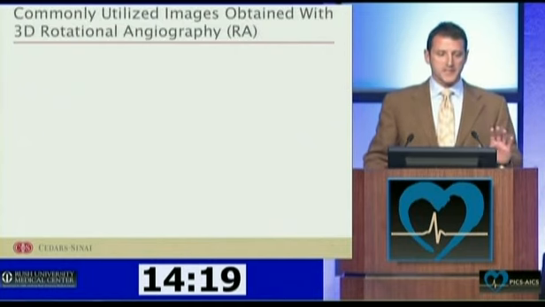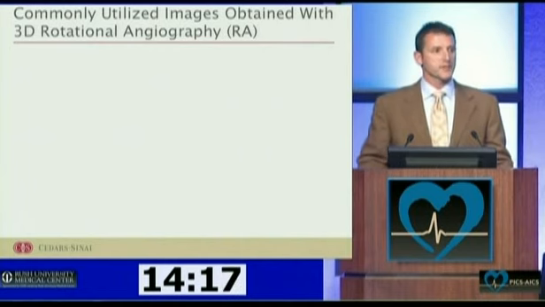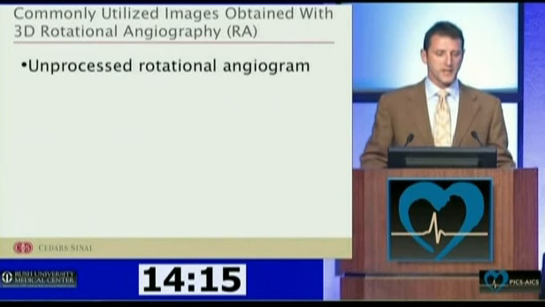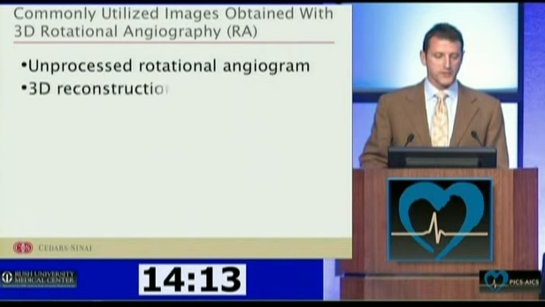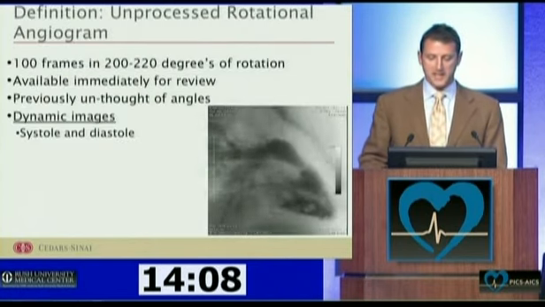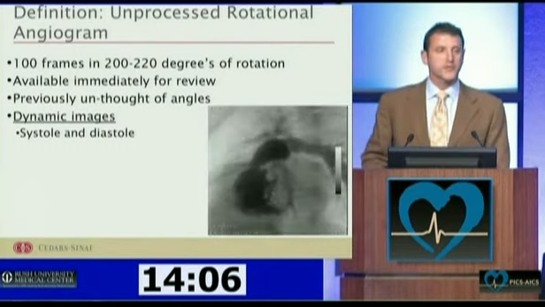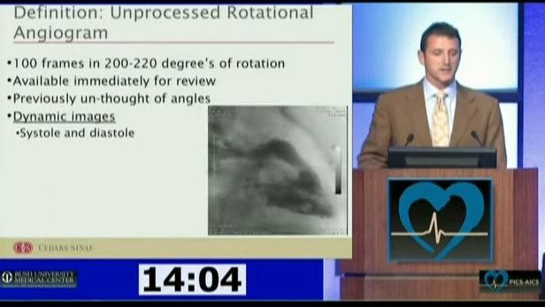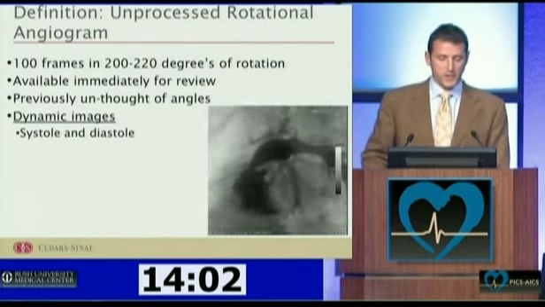Okay. First, let's get some definitions. Commonly utilized images with 3D RA are not just the beautiful rotations, right? There's the unprocessed rotational angiogram, the three-dimensional reconstruction, and what I like to call the tomographic slices. So this is the unprocessed rotational angiogram. It's immediately available. I actually find this quite useful.